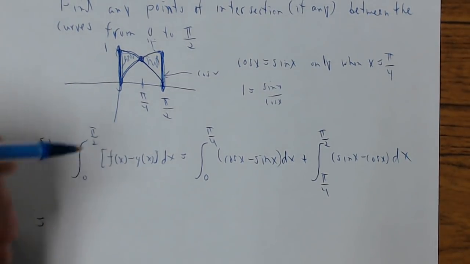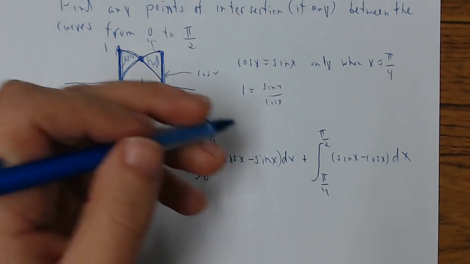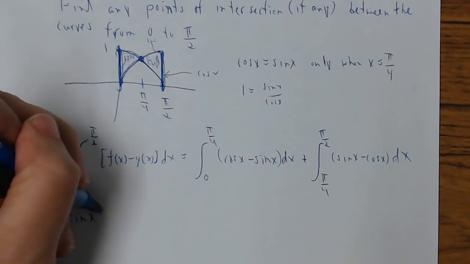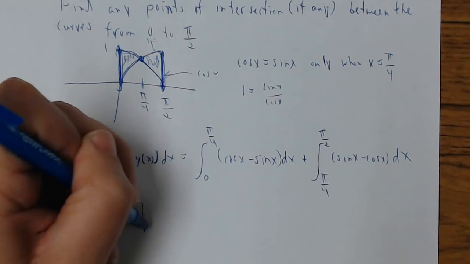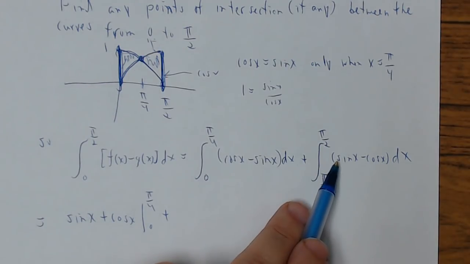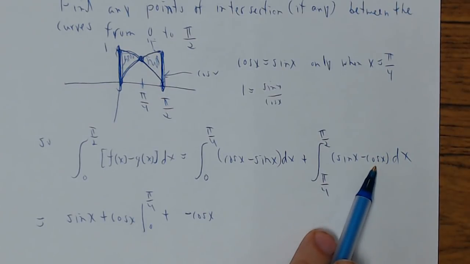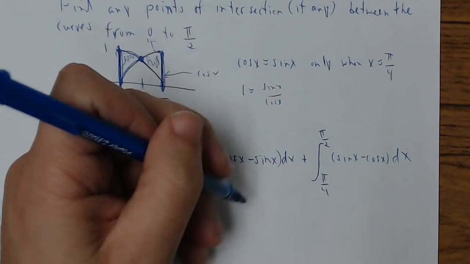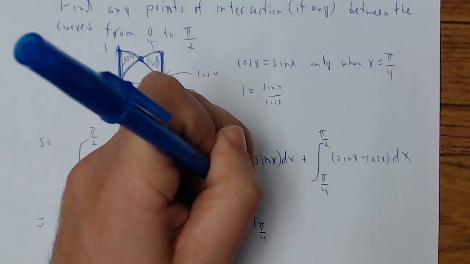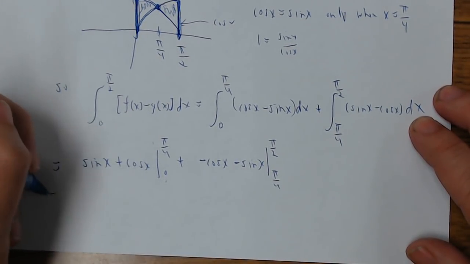So what does this become? The antiderivative of cosine is going to be sine x, and then the antiderivative of sine is going to be negative cosine, which will make it plus cosine x from 0 to pi over 4, plus, we do the same thing here. The antiderivative of sine will be negative cosine x, and the antiderivative of cosine will be sine. So since there's a negative here, this will remain negative sine x from pi over 4 to pi over 2. So now we just plug in the upper limit minus the lower limit for each one, and then we simplify, and then we're done.